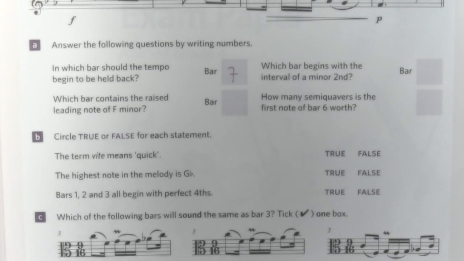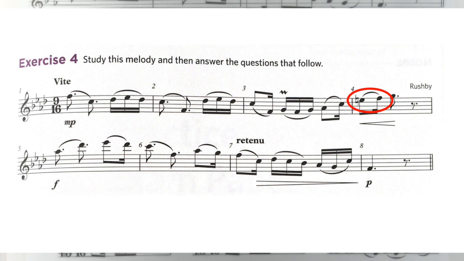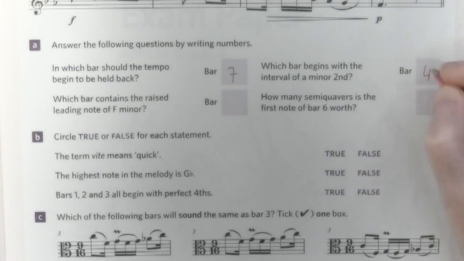Which bar begins with an interval of a minor second? Now a minor second is a semitone and we can only find it in bar 4. And here it is. So bar 4. It's mi, fa, E, F.